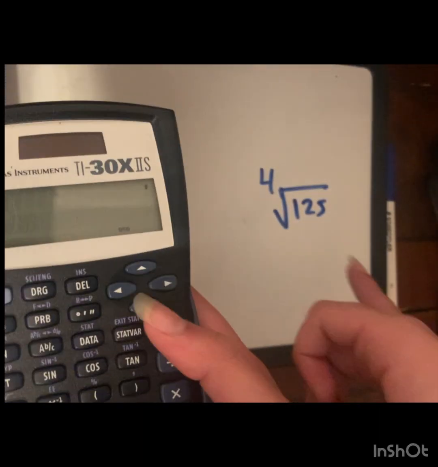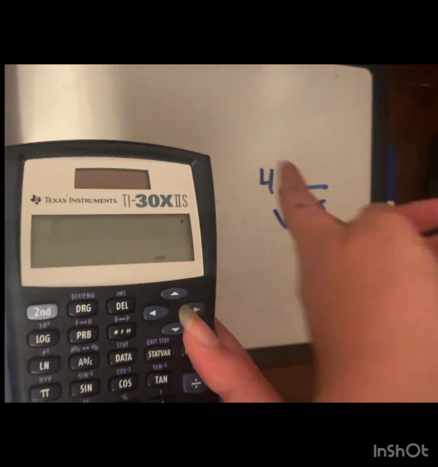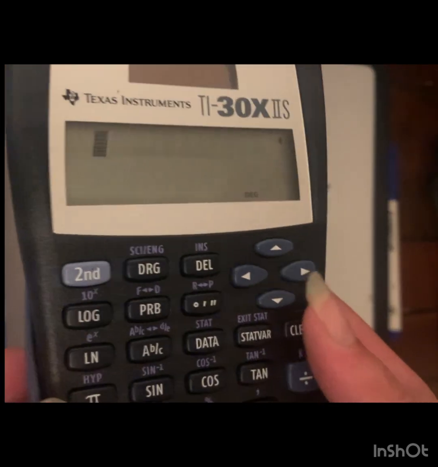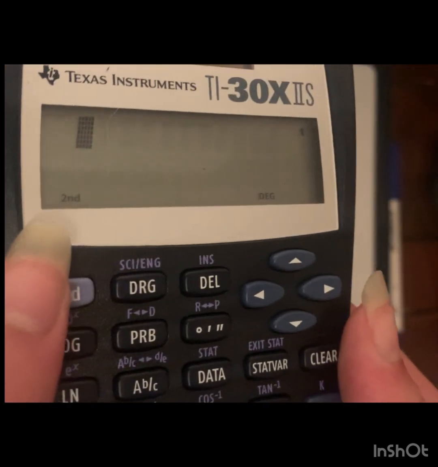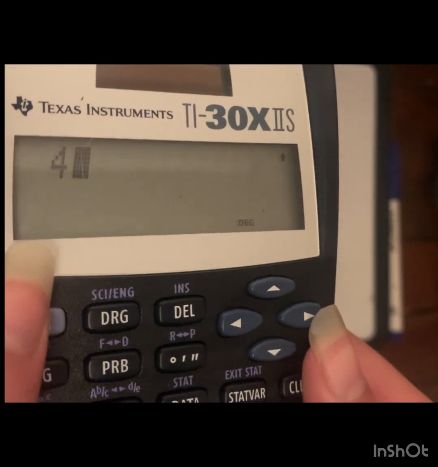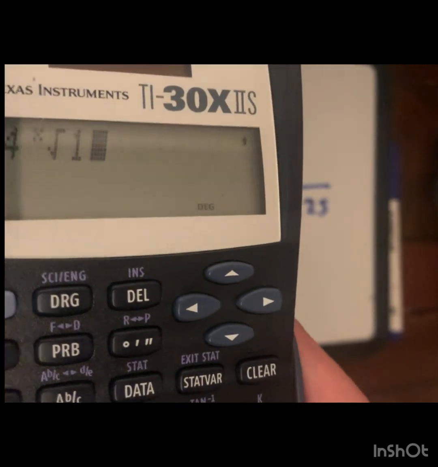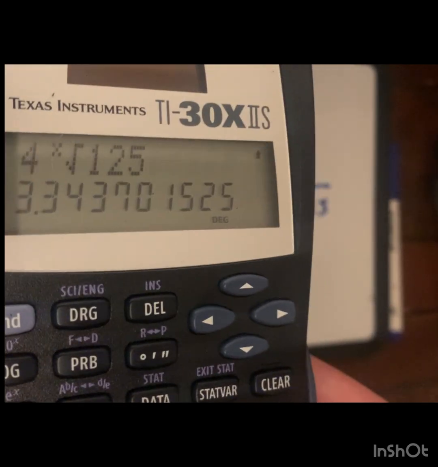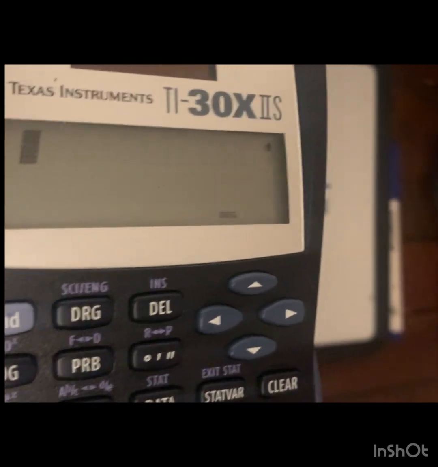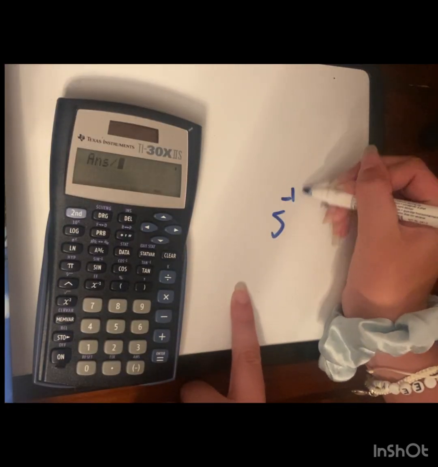Okay, so now what if you have a different root that you want to take, right? Let's say 4. So what you'd have to do is hit, sorry, I made a mistake there. You would have to hit the number, whichever it is. I hit 4, and then you would hit second and then exponent, and then it would give you your solution, which is 3.34.